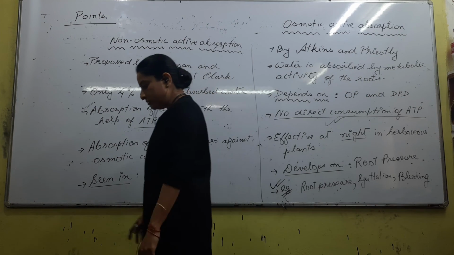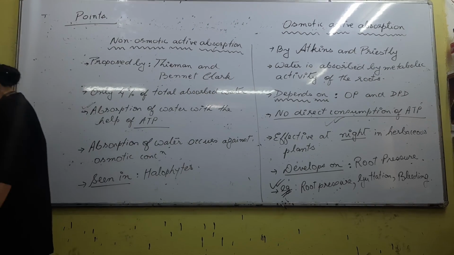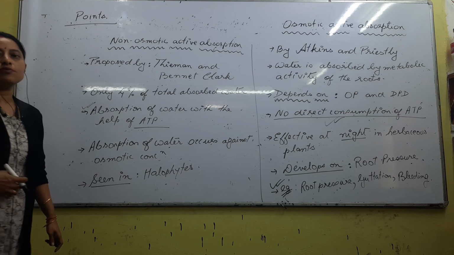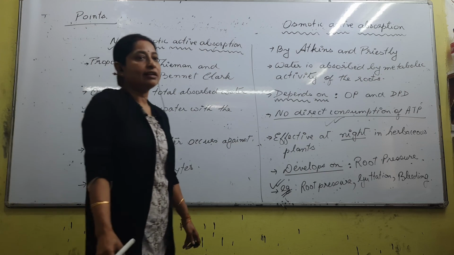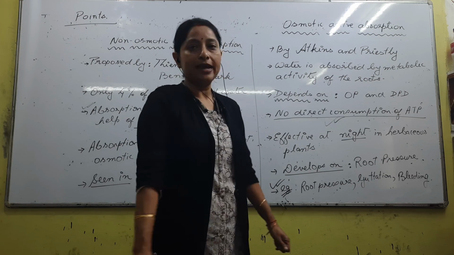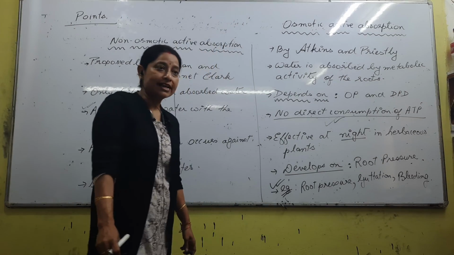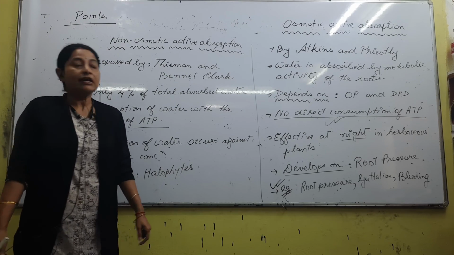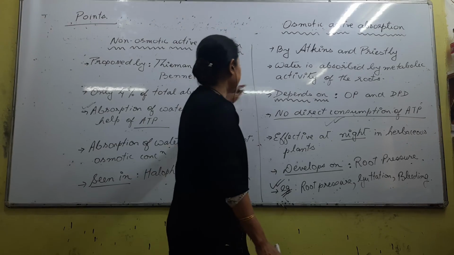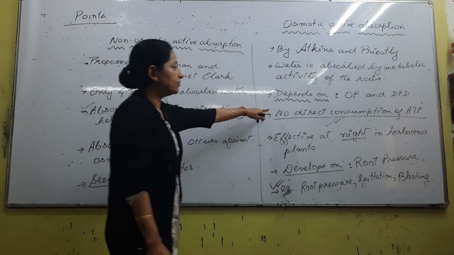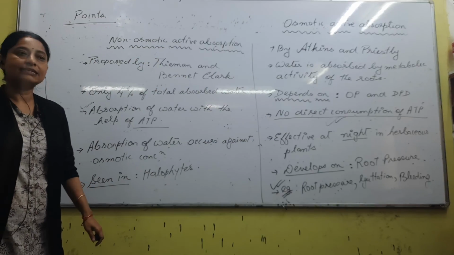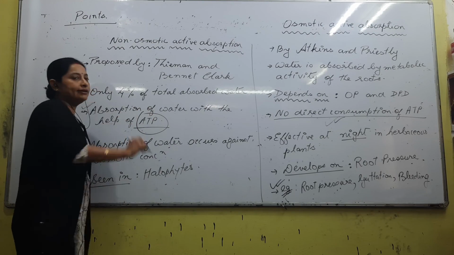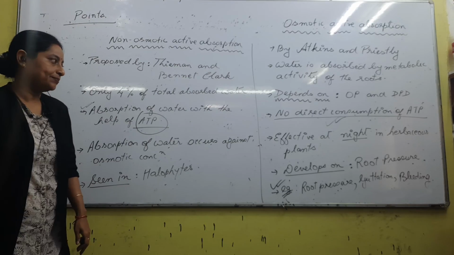So root absorption of water is divided into two types, passive absorption and active absorption. When we say active, generally we know that it's with the use of ATP, but even if you are talking about active, there are two types of active, osmotic active or non-osmotic active. That is the basic difference. If you are talking about osmotic, then ATP is not needed. If you are talking about non-osmotic, then ATP is needed, right?